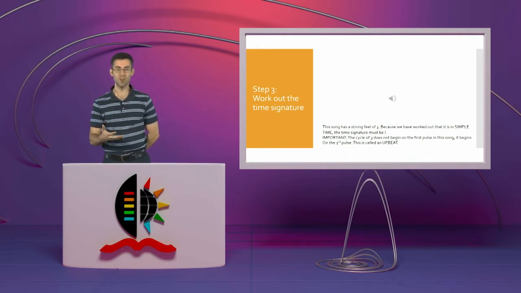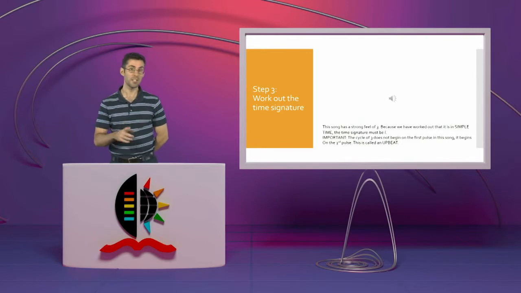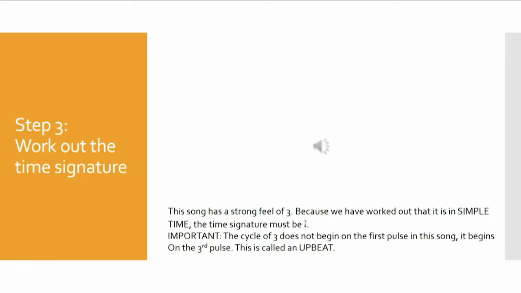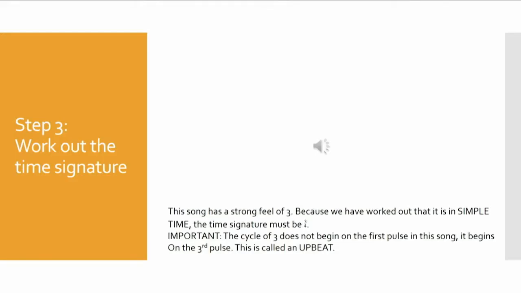The song has a strong feel of 3, and so we've worked out that because it's a simple time signature and it's in 3, it must be 3/4. Okay, that's important. We now know that there are 3 beats in each bar. What you may have noticed is that the cycle of 3 does not begin on the first pulse in this song. It actually begins on the 3rd pulse. So it goes 1, 2.